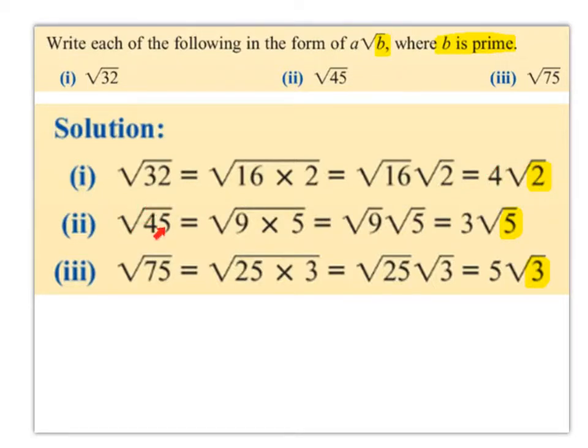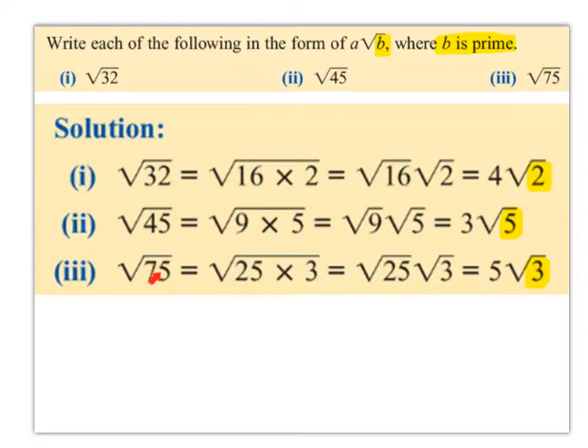Root 45 can be broken down as root 9 times 5, because 9 times 5 is 45, which factorizes as root 9 multiplied by root 5. The square root of 9 is 3, so we get 3 root 5, which works because 5 is a prime number. So root 45 is equal to 3 root 5.